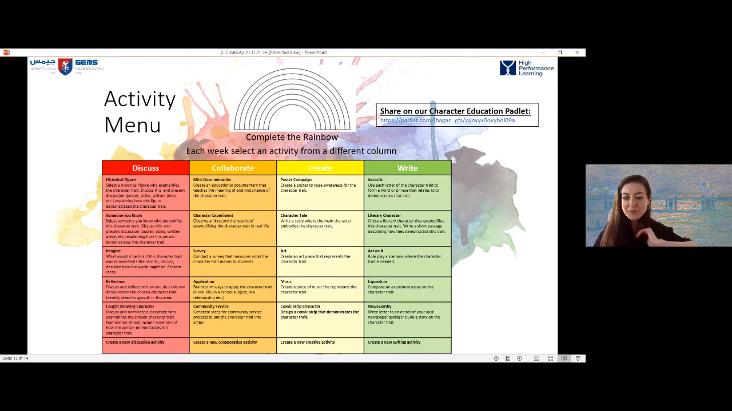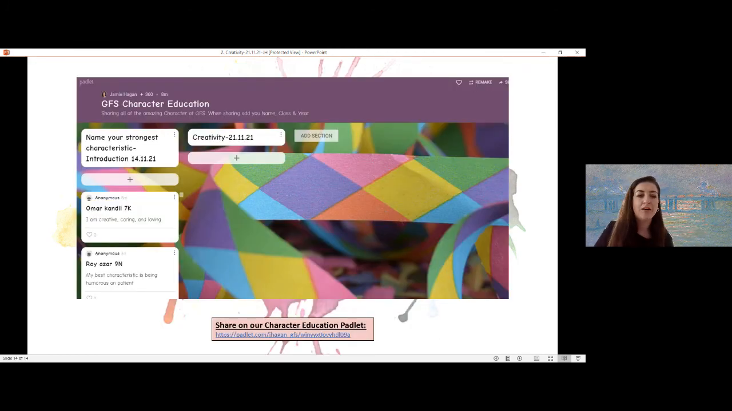So next slide, please. You can see on the Padlet here, there is a column for creativity. Please be responsible with your use of the Padlet. Obviously, everything that goes up is monitored, so nothing will be shared that is not appropriate to what we're exploring. What you can do is put your name and your class up. If you're working as a group, just put all of your names up. By the end of our character education, I want you to explore each of the different colours on that activity menu, so don't be picking the same one week and week again. And the link for the Padlet is there as well.